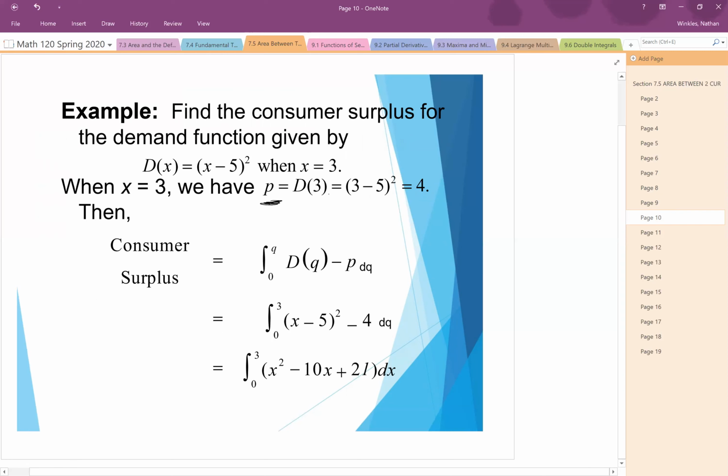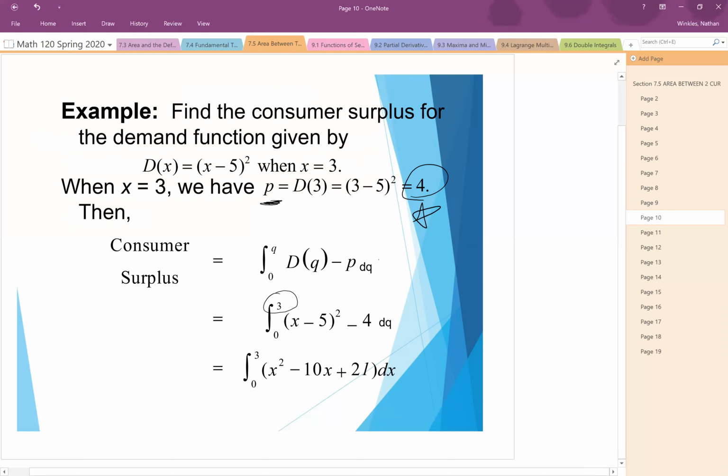So we're going to plug in 3 into our demand function to get 4. So then our consumer surplus is the integral from 0 to 3, the x value that we found here, of our demand function, x minus 5 all squared, minus the equilibrium value of 4 that we found.